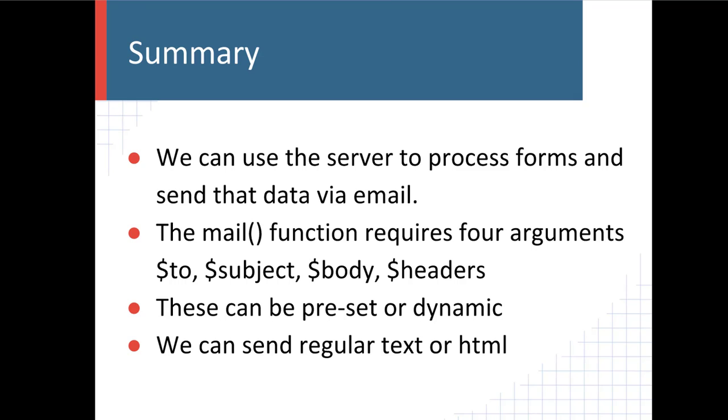So in summary, we can use the server to process forms and send that data via email. The mail function requires 4 arguments: to, subject, body, and headers. Remember that mail is vulnerable, so you must, say it with me, sanitize your data. Those values can be either preset or dynamic. We can get the values from forms or have things predetermined, like where the mail is going to. We can send regular text or HTML via email.